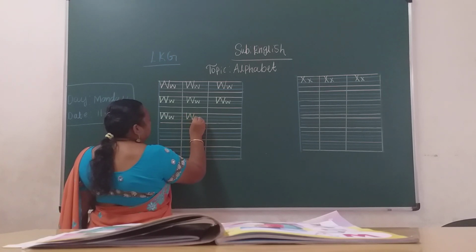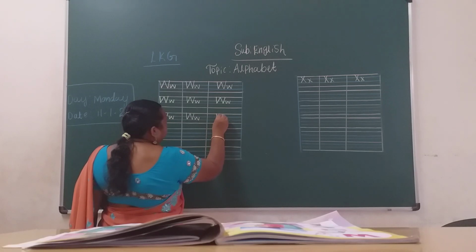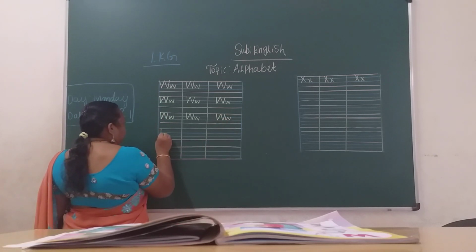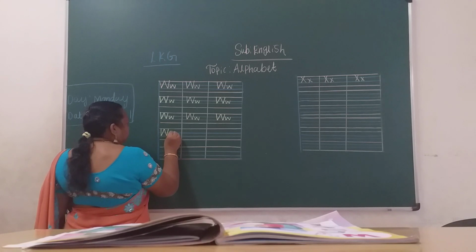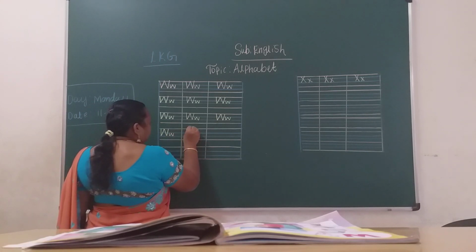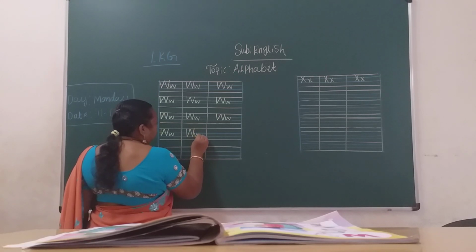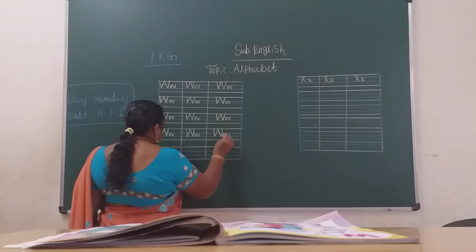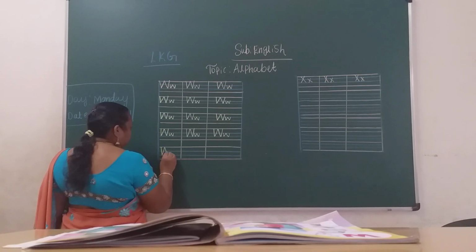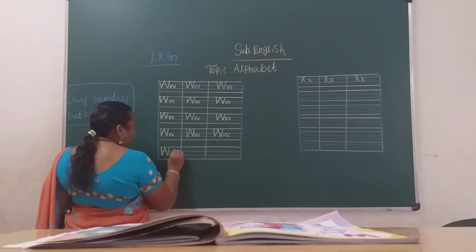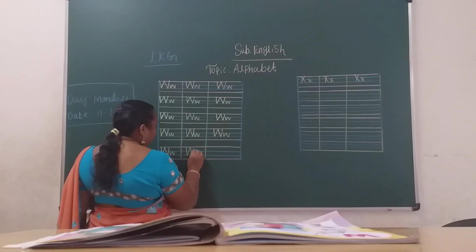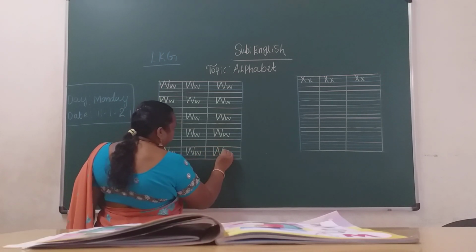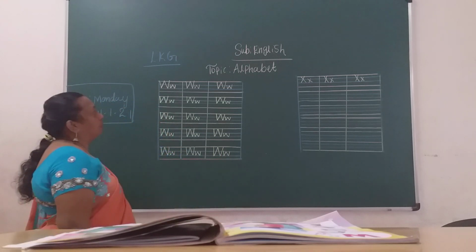W. W for watch. W for woman. See, children, how to write: red line to blue line, blue line to red line. W for watch. W for watch. W for woman. W for watch. W for woman.